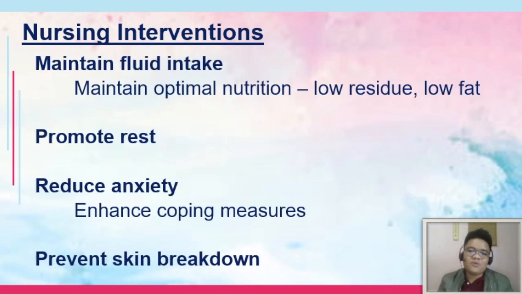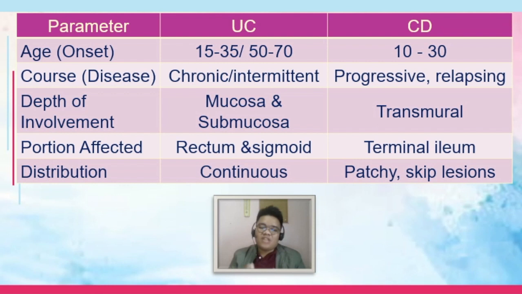Then, maintain fluid intake. As mentioned, low residue, low fiber. That's what we meant by low residue. Low fat. Promote rest, reduce anxiety, and then prevent skin breakdown. So turn to sides every 2 hours for that matter. Now, we are done with our discussion on ulcerative colitis and Crohn's disease. Let us recap, okay, or let us have additional input on what we have learned on their difference.